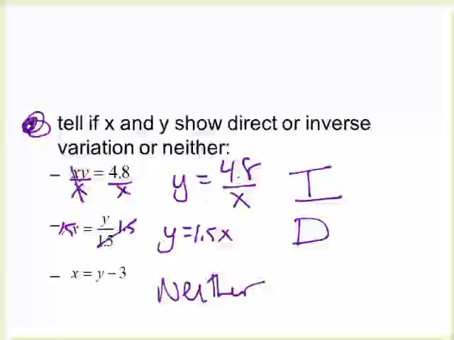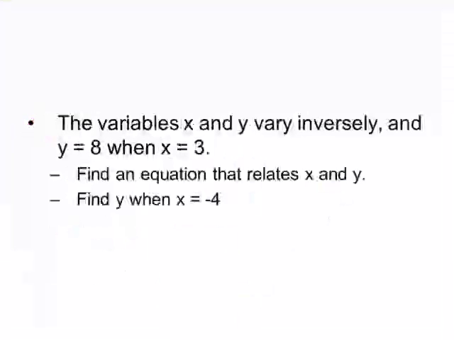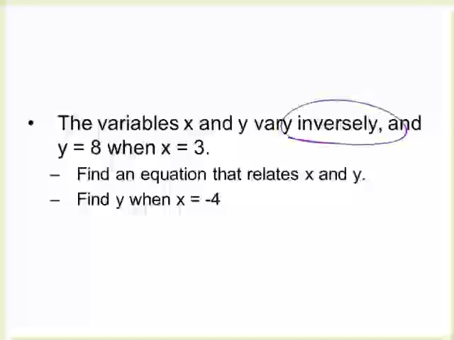That's our first type of problem. In the second type of problem, we are told that our variables vary inversely. So this means they follow the pattern of y equals k divided by x, that inverse relationship that's defined at the top of your notes. And we're given a couple of values. That y is 8 and x is 3.